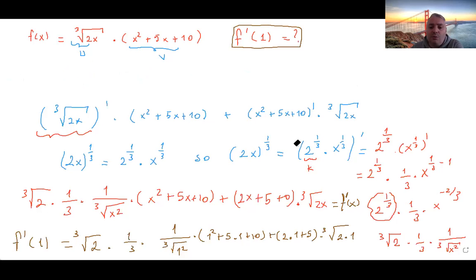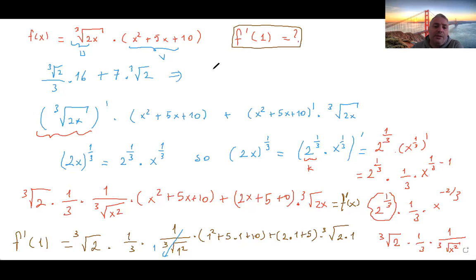The final result will be cubic root of 2 over 3, cubic root of 2, cubic root of 2 over 3. And you know 1 squared is 1, cubic root of 1, so this is directly 1. 1 squared and 5 times 1, 5. 5 and 1, 6. 6 plus 10, 16 times 16. And then plus 2 times 1, 2, 2 plus 5, 7, times cubic root of 2.